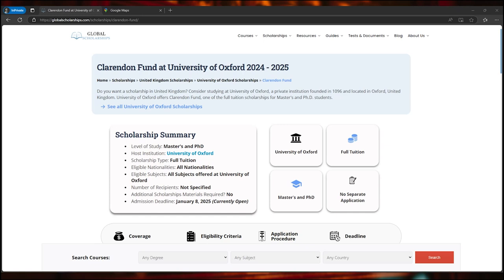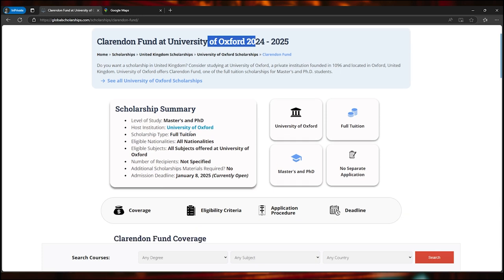All right, so this is the Clarendon Fund at the University of Oxford, 2024-2025. It's for master's and PhD students. It's in the University of Oxford, obviously. I hardly need to say anything about the University of Oxford. It's one of the best universities in the world.